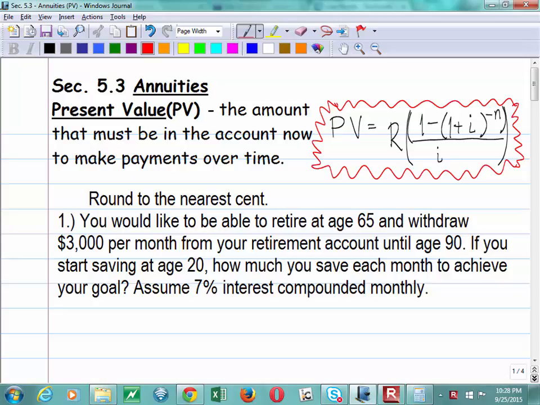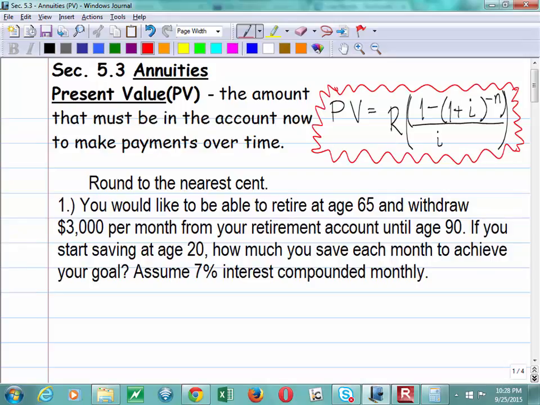Alright. But it can also be used to figure out how much of a loan you can afford to get, if you can afford to pay a certain payment each month. Alright. So, all of the variables still mean all of the same things as they did in the previous section. So let's look at a nice practical example.